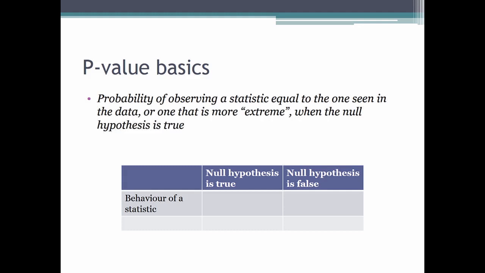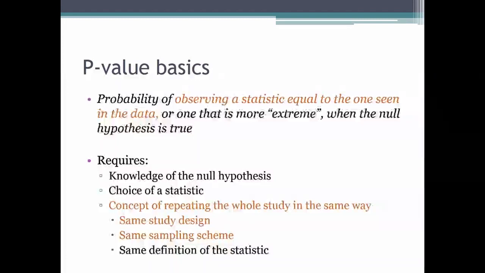So you all know what a p-value is. The probability of observing a statistic equal to the one seen in the data, or one that is more extreme, when the null hypothesis is true. Let's dissect that a little bit. I've highlighted a few things here. Observing a statistic equal to the one seen in the data.